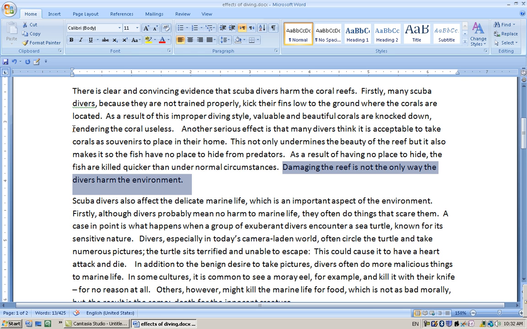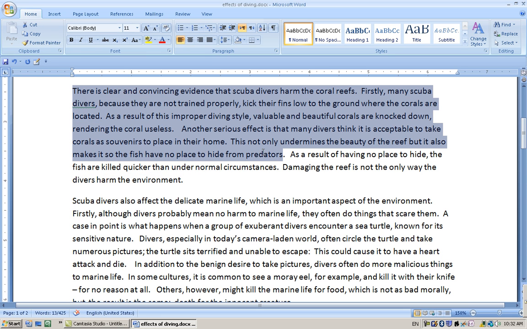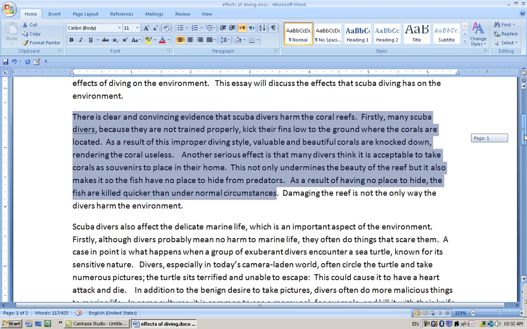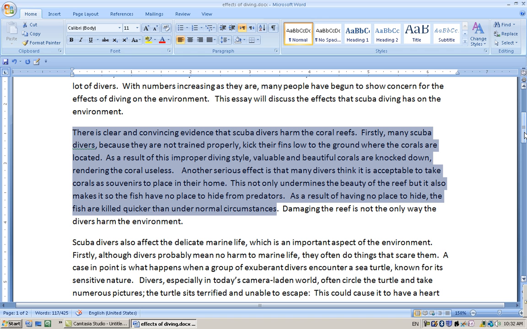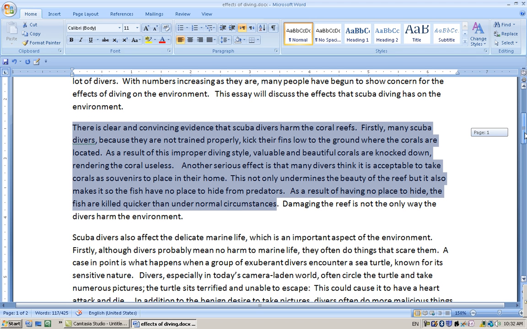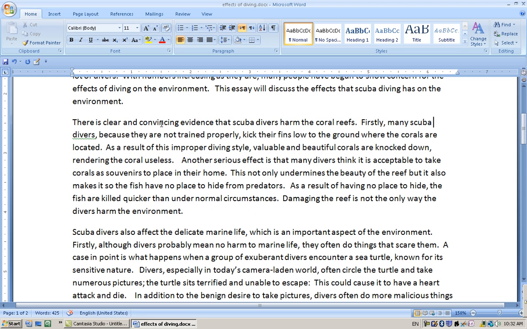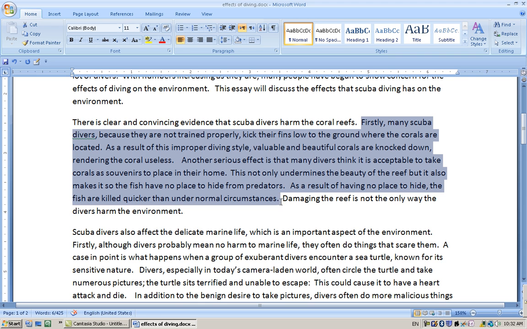Damaging the reef is not the only way divers harm, so we're going to ignore that for a second. Here, do I talk about the effects? Do I explain the effects that divers have on the environment? Okay? Question is, do I explain it? And the answer is yes. It's very important that you realize that. Now if I say scuba divers hurt the coral reefs, then this whole paragraph must talk about the coral reefs, okay? And about how they're damaged.